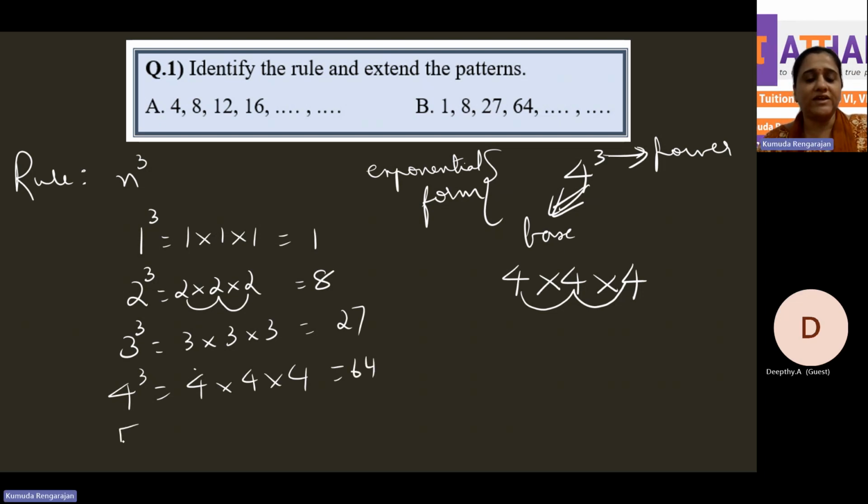Next one is what? 5 cubed, which is 5 into 5 into 5. Why? Because the power is 3, meaning 3 times. What 3 times? Base. What's the base? 5. So 5 into 5 into 5, 3 times. The base 5 is multiplied with itself 3 times, correct? And what's the answer? 5 5s are 25. 25 into 5 is 125.